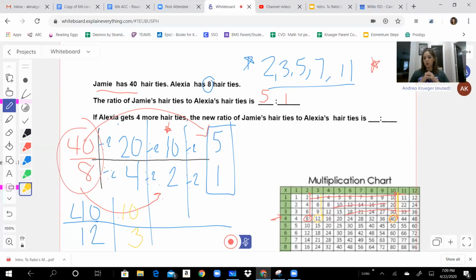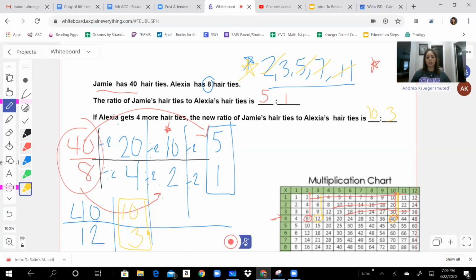Now I'm going to look at my handy dandy prime number list and see, can this get any smaller? I'm going to focus on the smallest number. 11 does not go into 3, neither does 7, neither does 5. 2 doesn't go into 3. 3 does go into 3, but does 3 go into 10? No. So that means that this is our reduced ratio, which is 10 to 3.